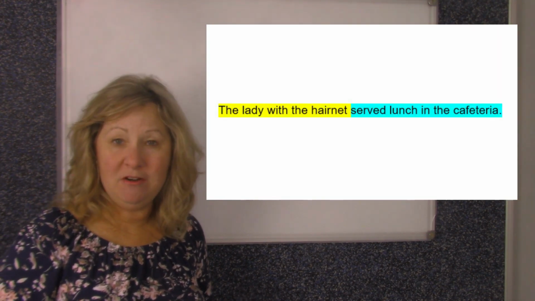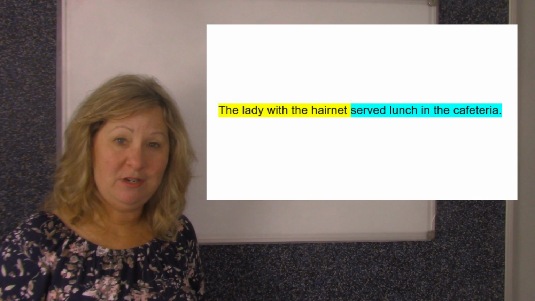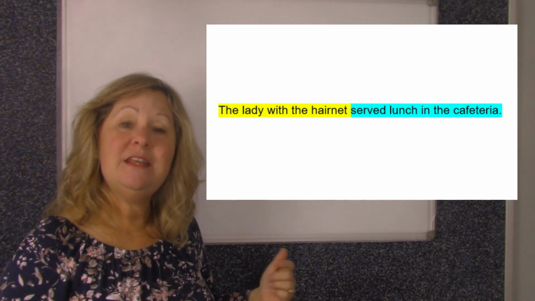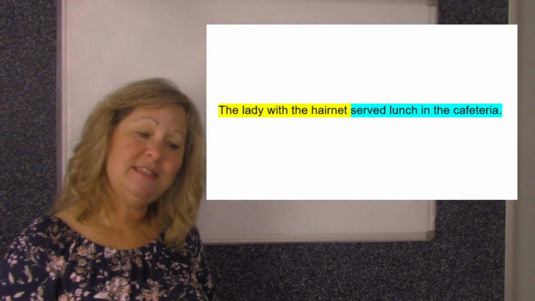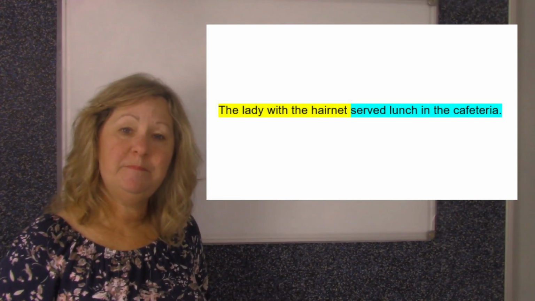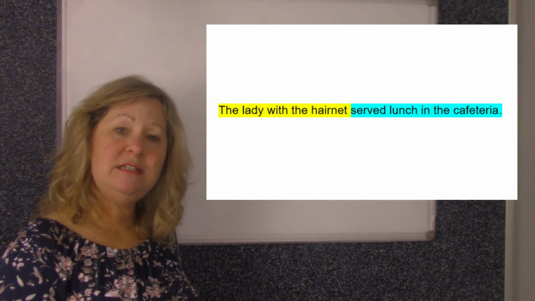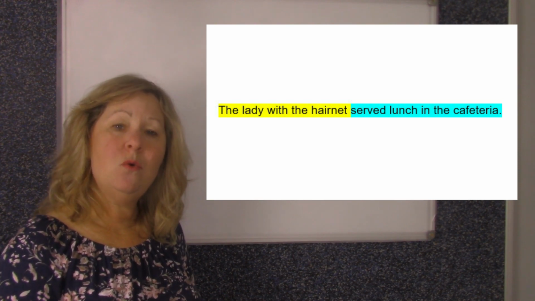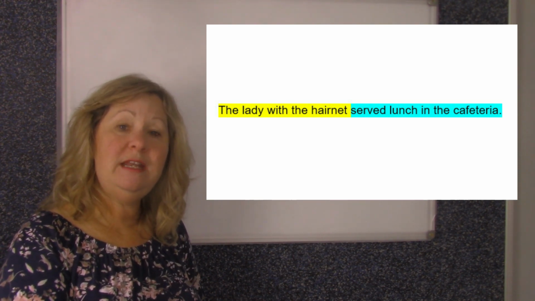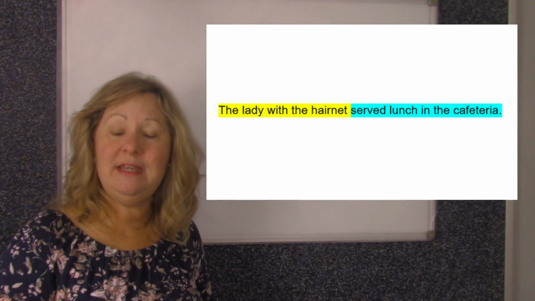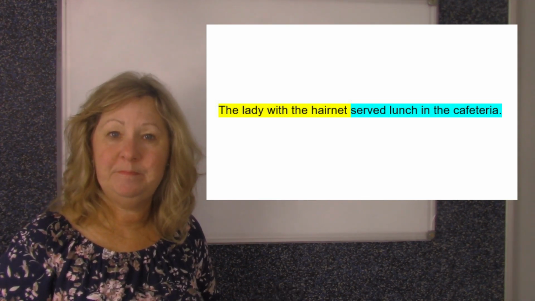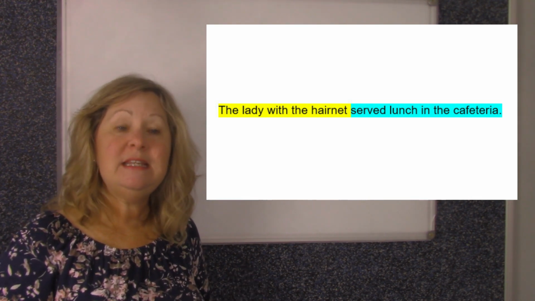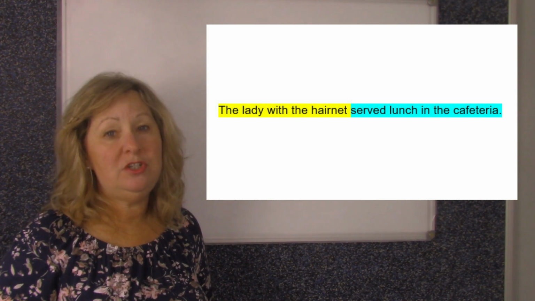The lady with the hairnet served lunch in the cafeteria. The subject is the lady with the hairnet, and the predicate is served lunch in the cafeteria. Notice that the subject includes all of those words and phrases that describe or actually point to which lady they're talking about. In this case, they're talking about the lady with the hairnet. The predicate, served lunch in the cafeteria, is telling what she did and where she did it.